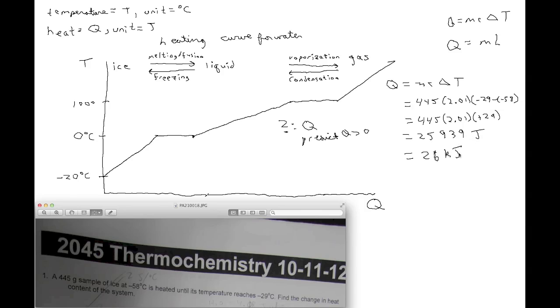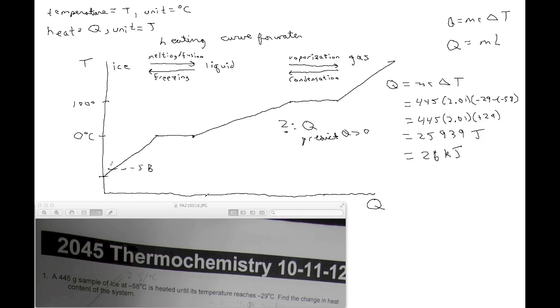25,900. Good. And you were right, it makes sense to put into kilojoules, and that came out positive. That matched our prediction. Oh, something we should do to be more careful, though. So what's our initial position on the heating curve? It is negative 58 degrees. And what phase? Ice. So we could say we started here at negative 58 degrees initially.